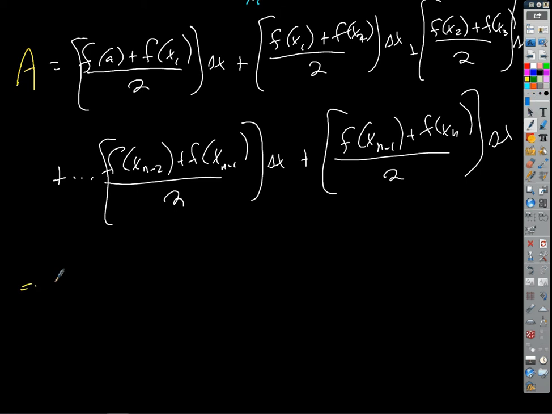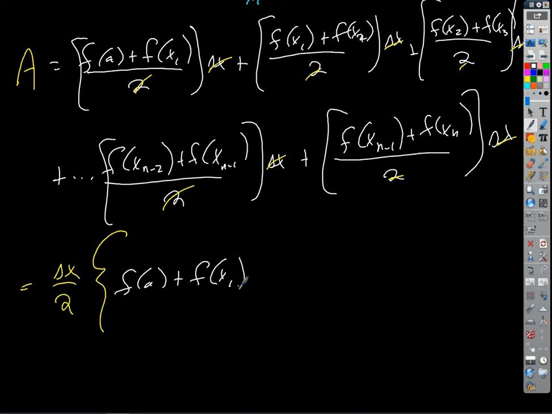so this is all equal to delta x over 2 times what? Well, if I factor out the delta x over 2, those are all gone, right? What's left? Well, now I've just got f of a plus f of x sub 1 plus f of x sub 1 plus f of x sub 2 plus f of x sub 2 plus etc. Right?